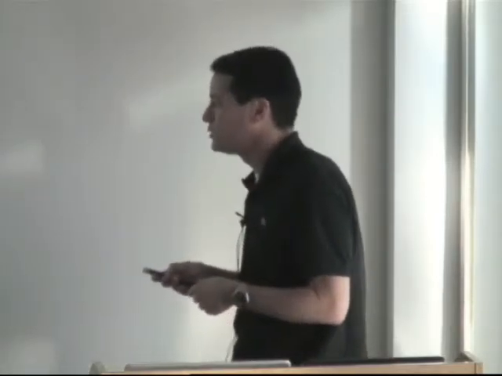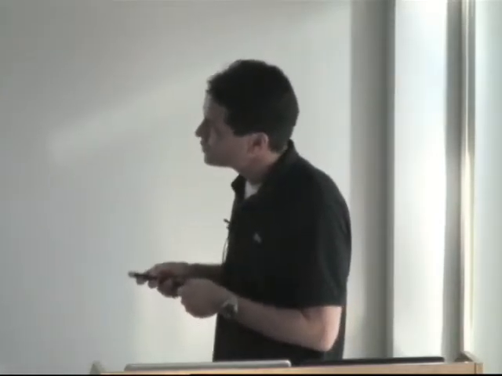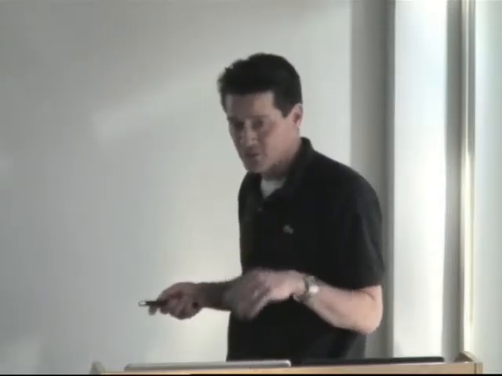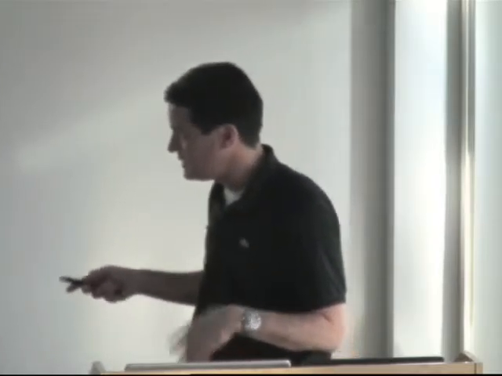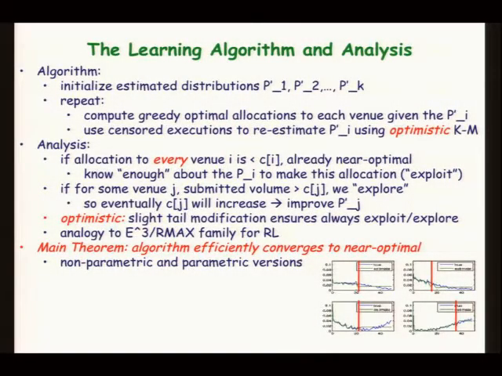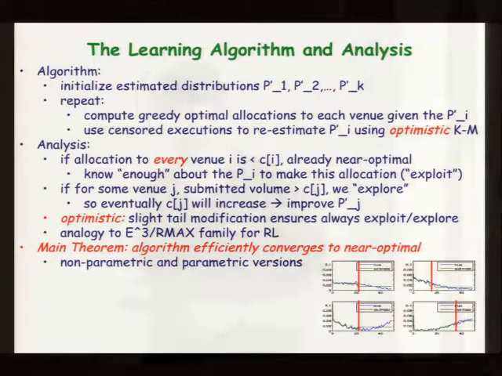Okay? And for those of you that really know the reinforcement learning literature, there's a strong analogy, not just to reinforcement learning, but to a particular family of algorithms for solving the exploration-exploitation trade-off in Markov decision processes that goes by the name of E-cubed or R-max algorithms. Okay, so the main theorem is an algorithm that efficiently converges to near optimal.